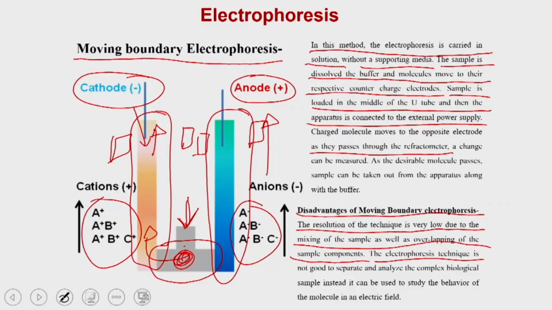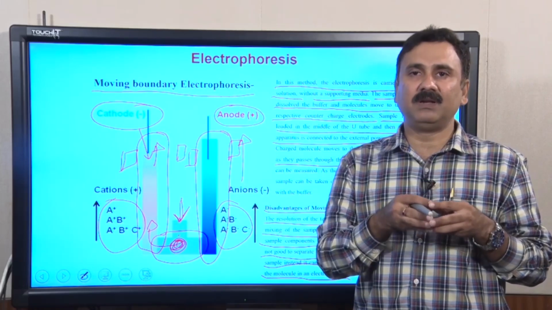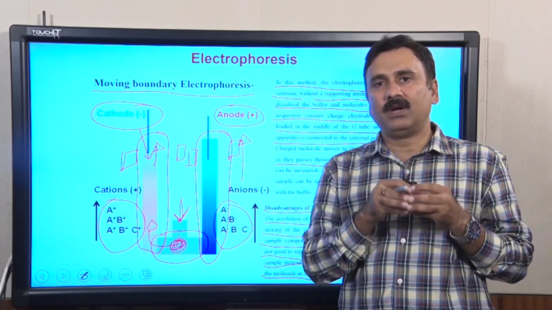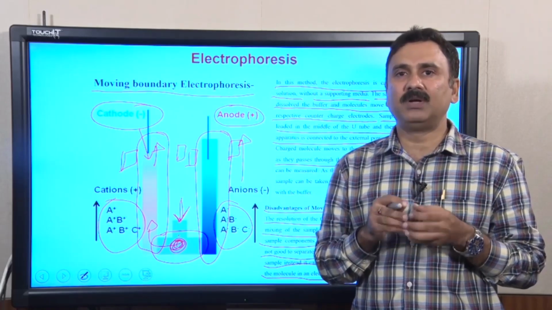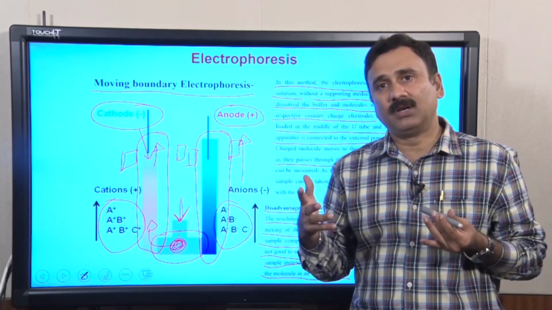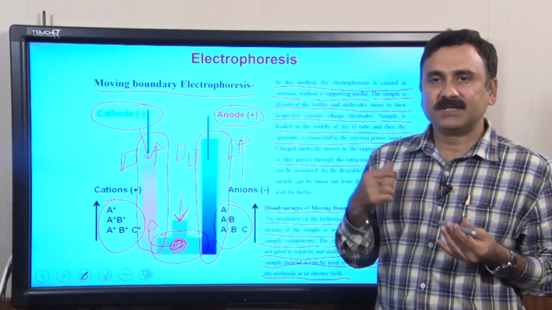This electrophoretic technique is not good to separate and analyze complex biological samples. Instead, it can be used to study the behavior of a molecule in an electric field. So, moving boundary electrophoresis was good simply for studying how molecules behave in the electric field, but you cannot analyze complex biological samples, because they contain substances of different molecular weight, and they cannot be separated by this system.